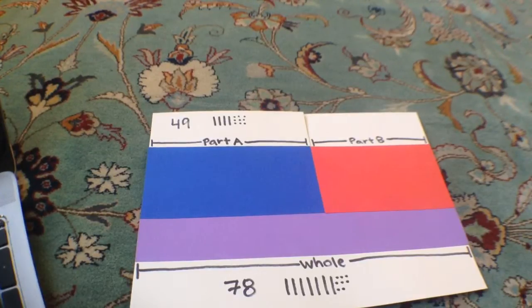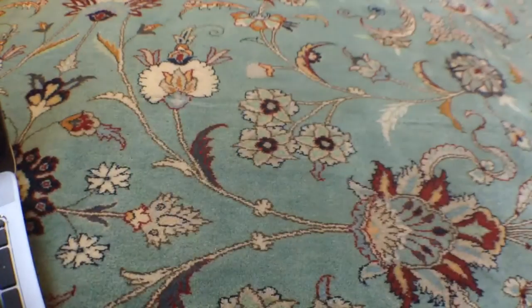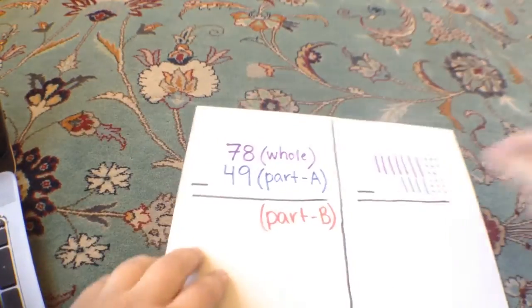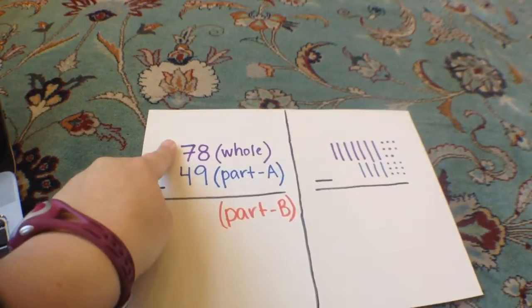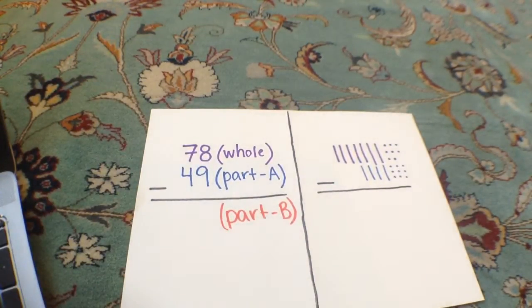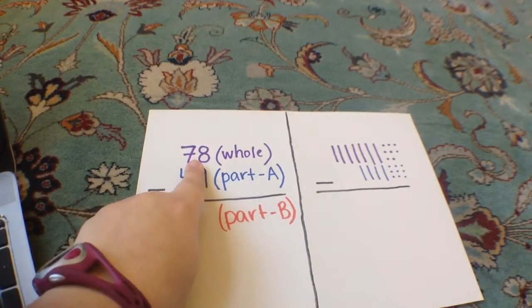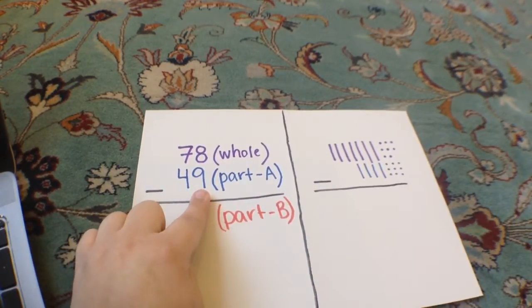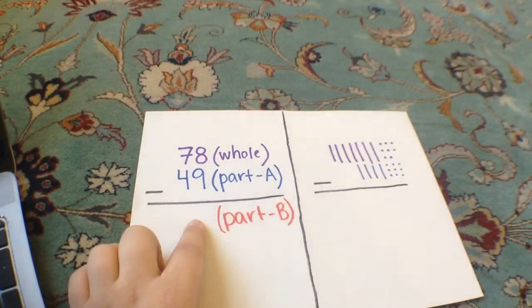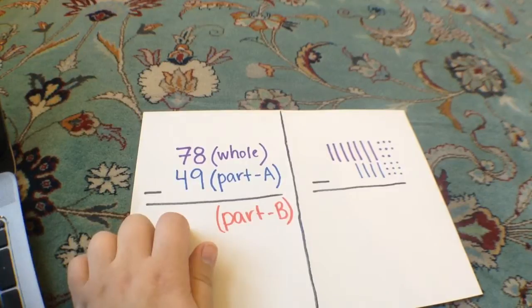So now we've completed our second strip representing the relationship between our numbers. Next, we must solve the problem. We will use the tool of subtraction to solve this problem. We need to take away 49 from 78 to determine how many red marbles there are. So by using numbers, this would mean 78, which represents the whole, subtract 49, which represents part A, blue marbles, and that will result in our answer, which represents part B, red, and it's still unknown.